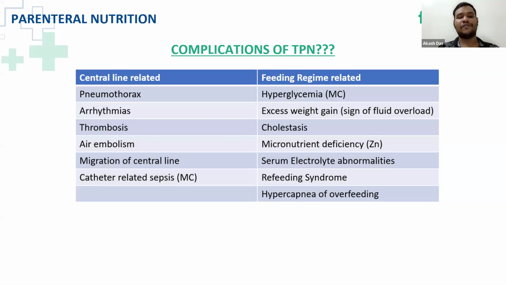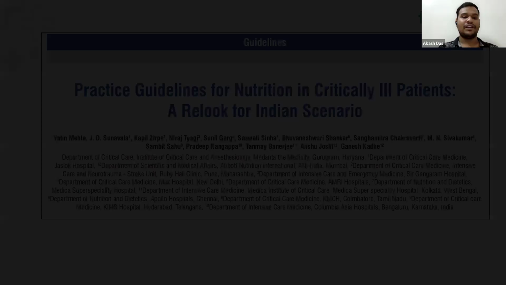Okay, so complications of TPN, like I have told. Pneumothorax in central lines, arrhythmias, thrombosis, air embolism, and catheter-related sepsis if it is not maintained properly. Feeding regime related hyperglycemia, excess weight gain, or fluid overload; the patient can go into pulmonary edema. Cholestasis because of the content, micronutrient deficiency like zinc and manganese, serum electrolyte abnormalities, refeeding syndrome, and hypercapnia from overfeeding. These are the complications of TPN.